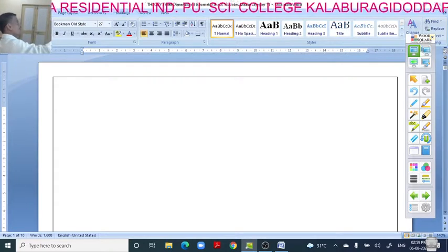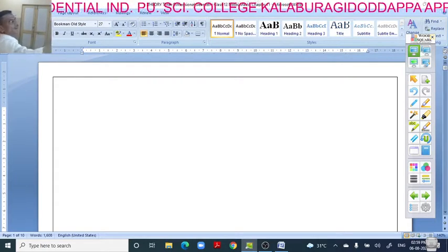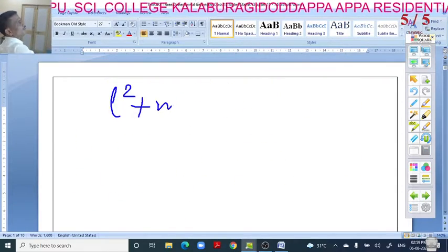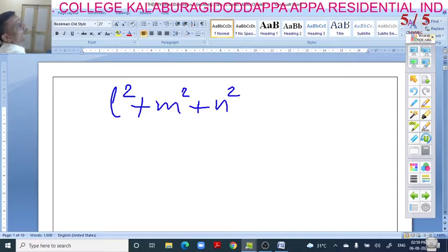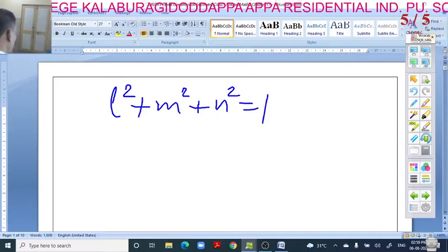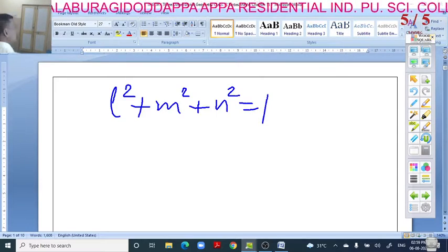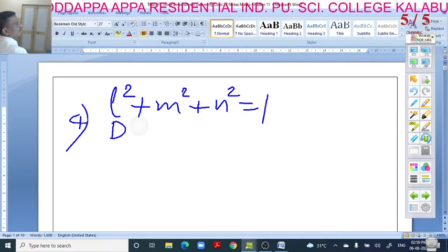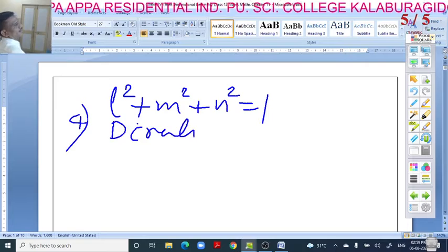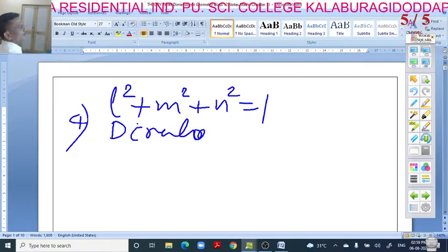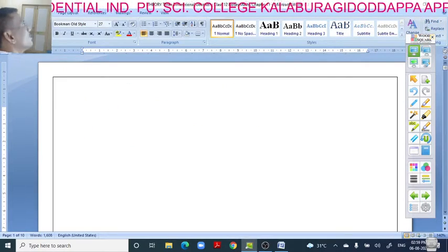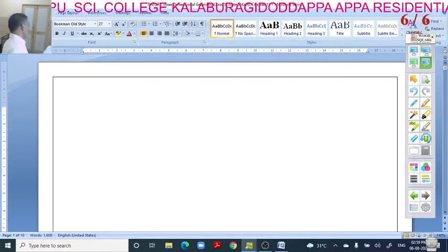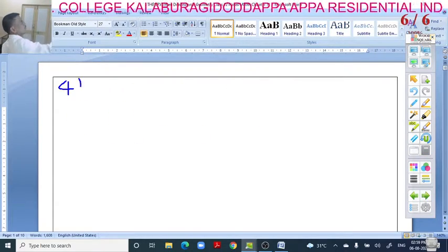Next, one more relation is there, that is very familiar: l square plus m square plus n square is equal to 1. This is also important. And the next point is direction cosines of a line joining 2 points.